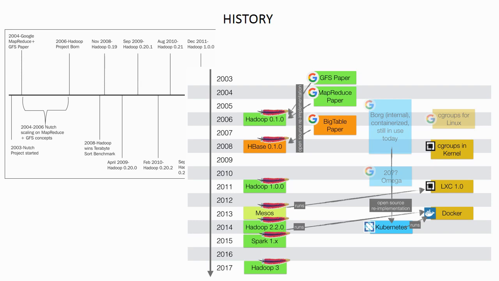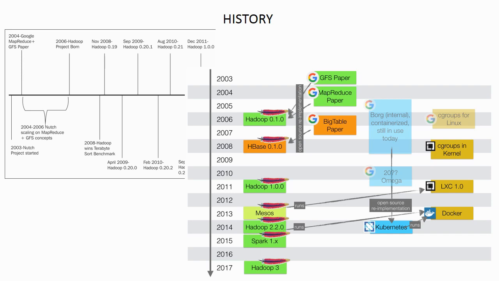Now you can see this development here along the first column, but simultaneously a lot of other related technologies were also maturing. As you can see here, Google was slightly ahead in time of the Apache projects.